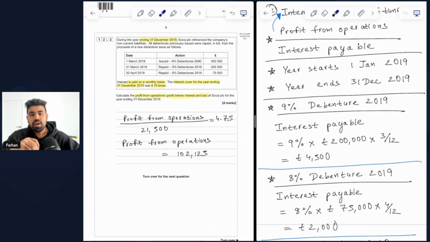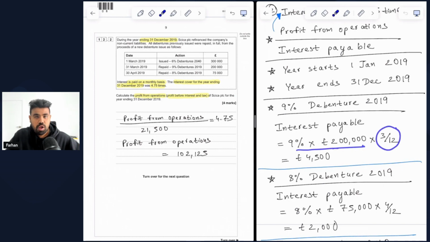So when you calculate the interest that you have to pay on this 9% debenture, you have to ensure that you calculate it as if this debenture was used for 3 months only. So once we have done 9% multiplied by £200,000, then we are multiplying it with 3 over 12.